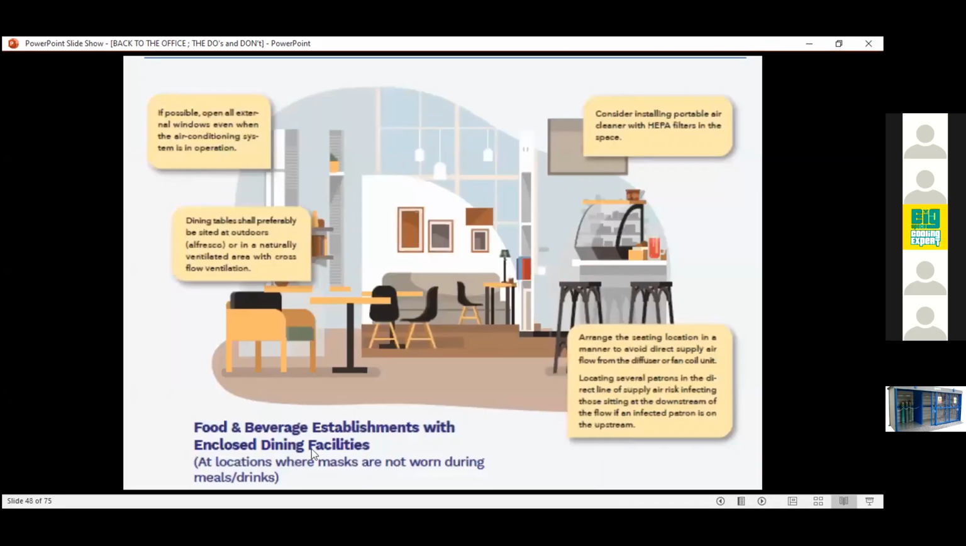For food and beverage and enclosed dining facilities, if possible put the dining tables outside instead of inside. Why? When the dining tables are outside, remember we are relying on natural ventilation instead of mechanical ventilation. If possible, look for an external window, and if you really cannot put your tables outside, consider installing a HEPA filter or a portable air purifier.